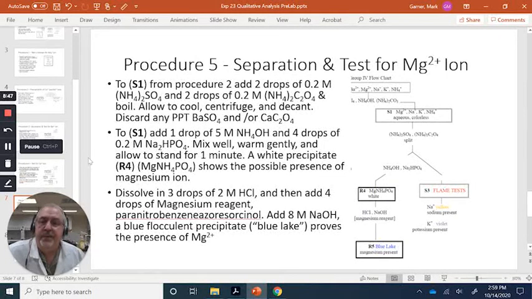Once we get that all cleaned up and we get that supernatant ready to test, we add some ammonium hydroxide and some sodium hydrogen phosphate, warm it, and see if we get a white precipitate, which would be magnesium ammonium phosphate. That tells us we have the possible presence of magnesium ion, but it doesn't confirm it. So what we have to do then is dissolve that precipitate in HCl, add some magnesium reagent, which is paranitrobenzene resorcinol, and add 8 molar sodium hydroxide. If we get this blue lake, as we describe it, this flocculent blue precipitate, then we have proved the presence of the magnesium ion.